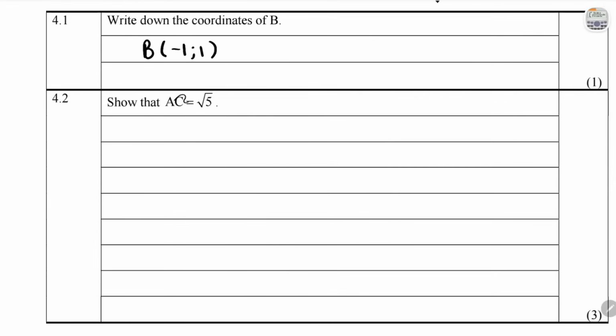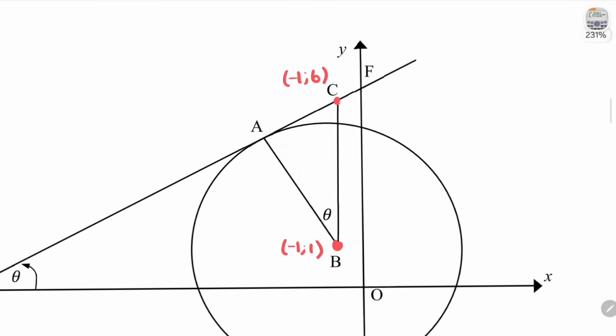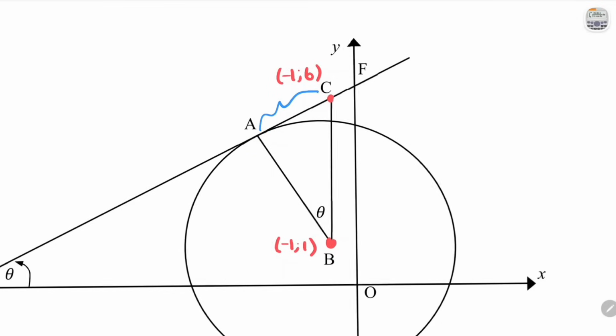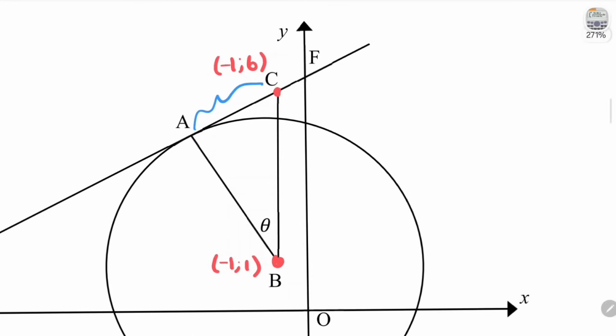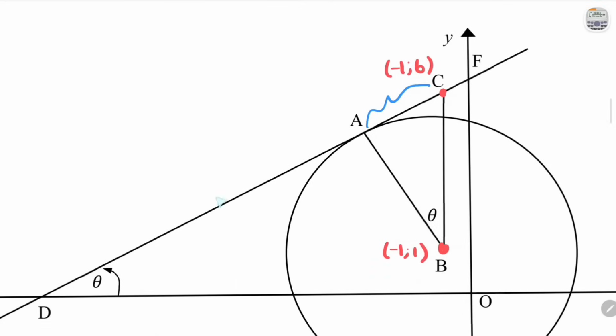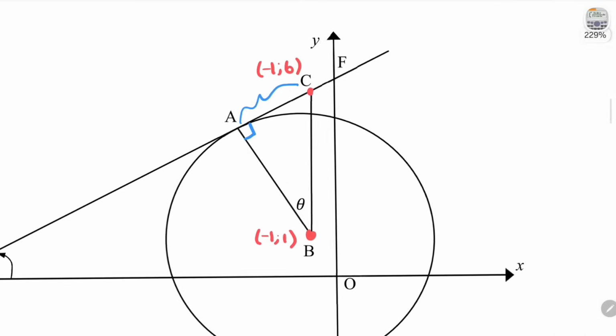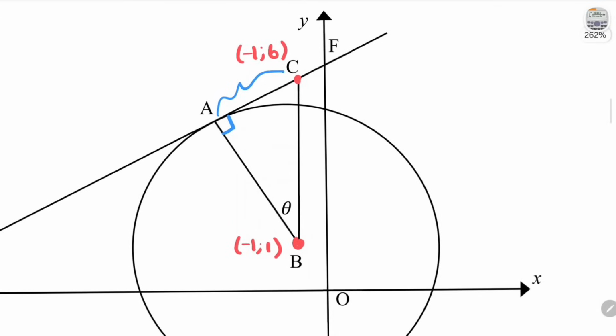Question 4.2 says, show that AC equals the square root of 5. Okay, so we have to find this length, AC. So how do we find the length given what we have? Remember that this is the center of the circle. So from the center to the circumference is the radius. And this line, DF, is a tangent. So the radius and the tangent are always perpendicular at their point of contact. So we have a right angle triangle.